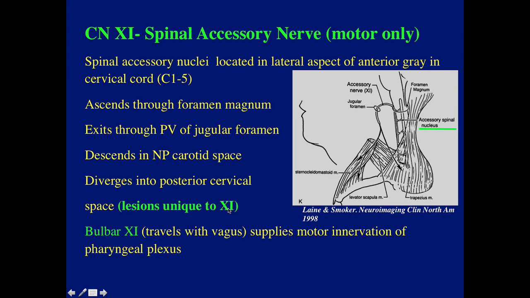Okay, now let's talk about the spinal accessory nerve, which is motor only. It only has motor function. The interesting thing is that the spinal accessory nuclei are located in the lateral aspect of the anterior gray of the cervical cord, all the way from C1 to C5. And then the nerve fibers ascend and go up into the cranial cavity to the foramen magnum, and then they come out through the jugular foramen, and then come to supply only two muscles.